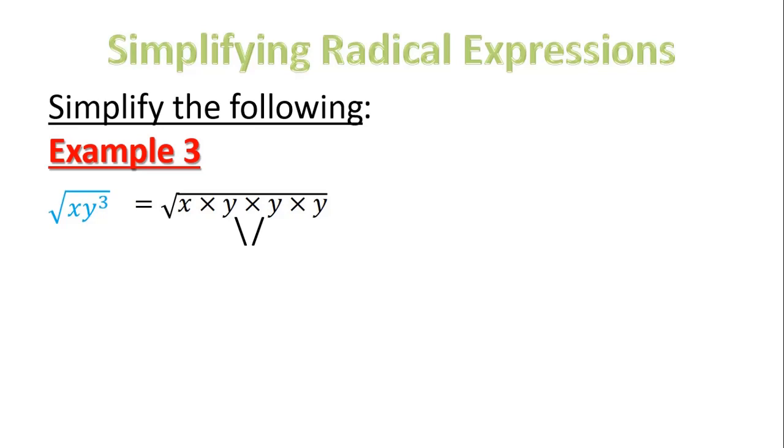Now, that equals my pair, so that equals y. Then I have a square root sign. Anything that doesn't have a pair goes in my square root sign. So I have there an x and a y that don't have pairs, and so under my root sign I have x, y. And there's my answer.